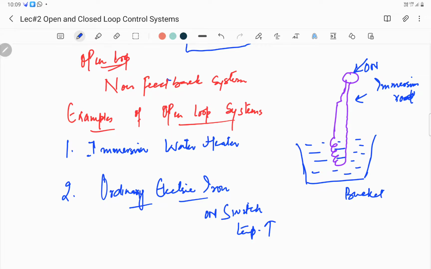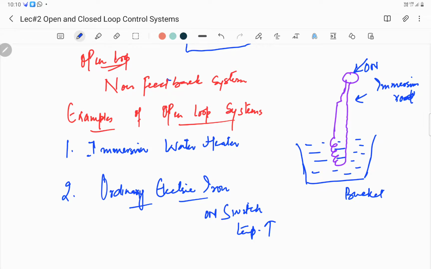So because the input doesn't know what the output temperature is, or that the temperature suitable for ironing the clothes has been achieved, what happens in an ordinary iron is that the moment we turn on the switch, it continues to heat and it may even result in burning of the clothes.